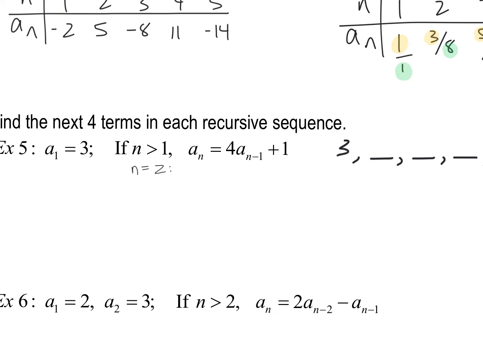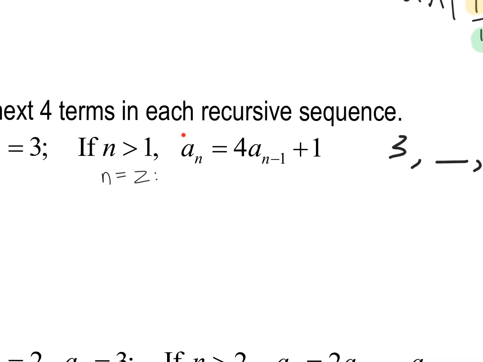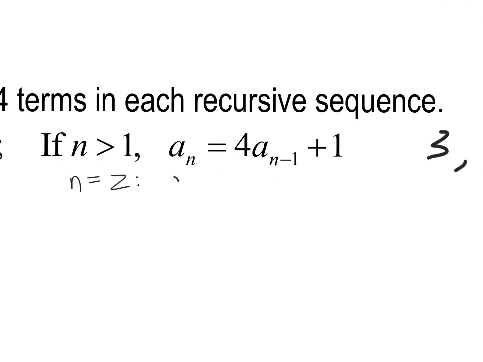So I have this weird looking formula. What this means is this term, the nth term, is defined by taking 4 times the previous term and adding 1 to it. So whatever the previous term is, which is a different number every single time, you multiply the previous term by 4 and add 1 to it. So all I'm going to do is plug in 2 to this n and this n, because that's going to help me simplify what this question is asking me to do. So a sub 2 equals 4 times a sub 2 minus 1, which is a sub 1, plus 1.